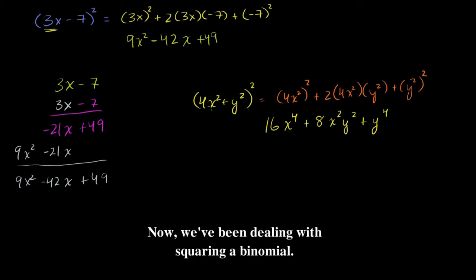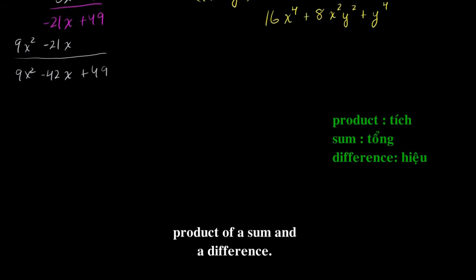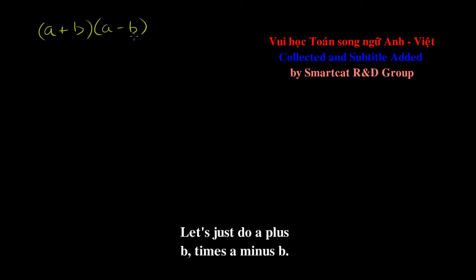Now, we've been dealing with squaring a binomial. The next example I want to show you is when I take the product of a sum and a difference. And this one actually comes out pretty neat. So I'm going to do a very general one for you. Let's just do a plus b times a minus b. So what's this going to be equal to?